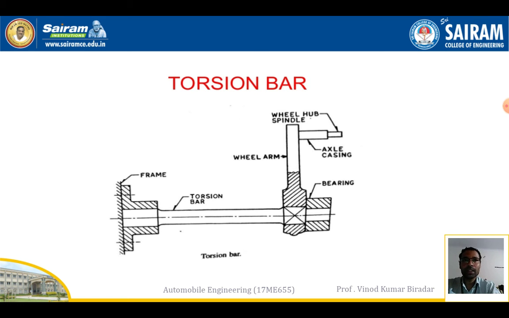Torsion tubes may also be used instead of the torsion bar. One end of the torsion bar is fixed to the frame, as shown in the diagram, while the other end is fixed to the end of the wheel arm with supporting bearings. The wheel arm is connected to the wheel hub. When the wheel hits a bump, it starts vibrating up and down, producing a torque on the torsion bar, which acts as a spring. So this is the working of the torsion bar.